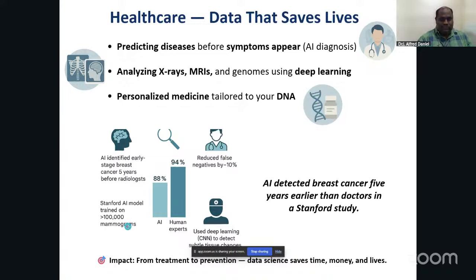Right? So the impact: it converts treatment to prevention, where data science saves time, money, and lives. So this is an integral part with respect to healthcare.